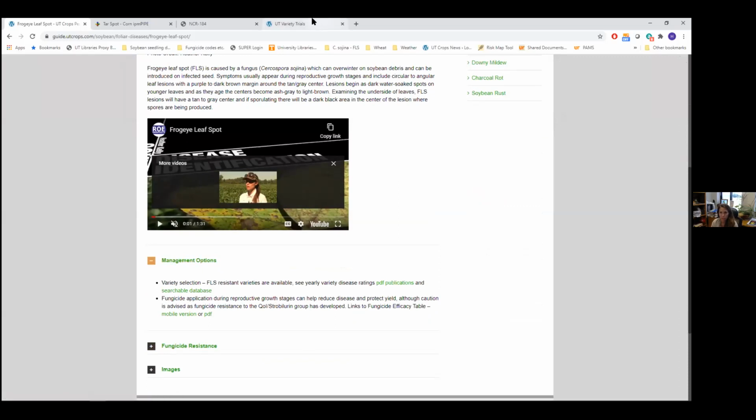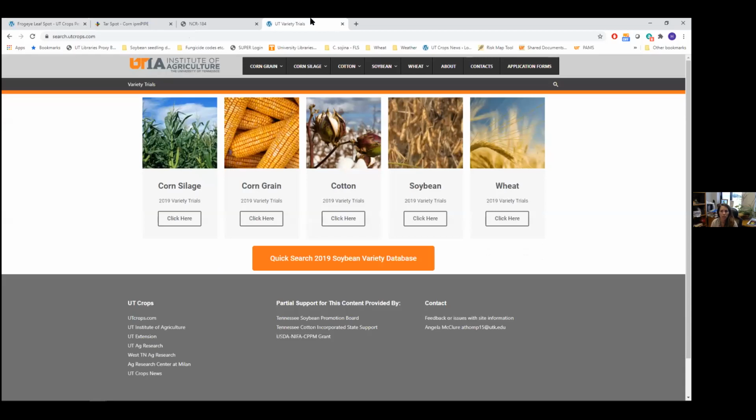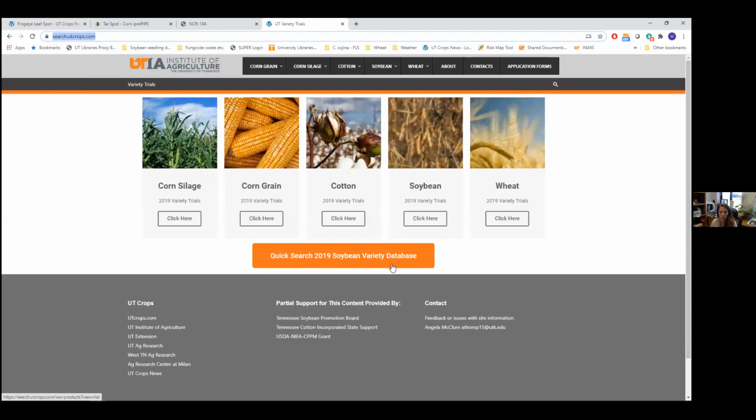So I'm going to switch gears a little bit and go to our variety trials tools. That's search.utcrops.com. Again, we have it for multiple different crops, but here I'm going to just click on the link for the quick search database and for soybeans.